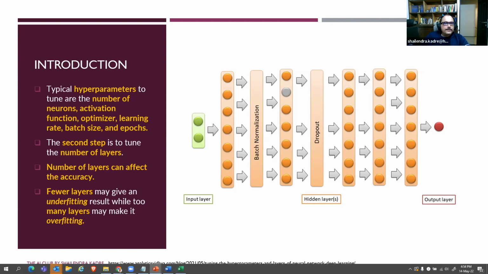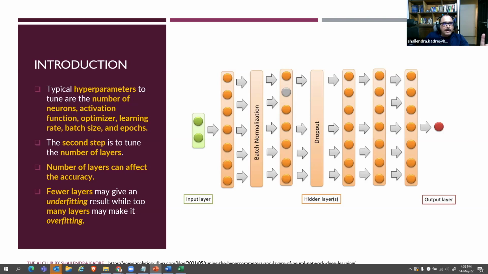Now, hyperparameters, as you correctly said, Soman: number of neurons, activation function, and optimizer. Even the optimizer that we studied, Adam optimizer, RMSprop or Adagrad, whatever optimizers we studied in the previous classes, that also is a hyperparameter. Then learning rate, batch size, and epoch.